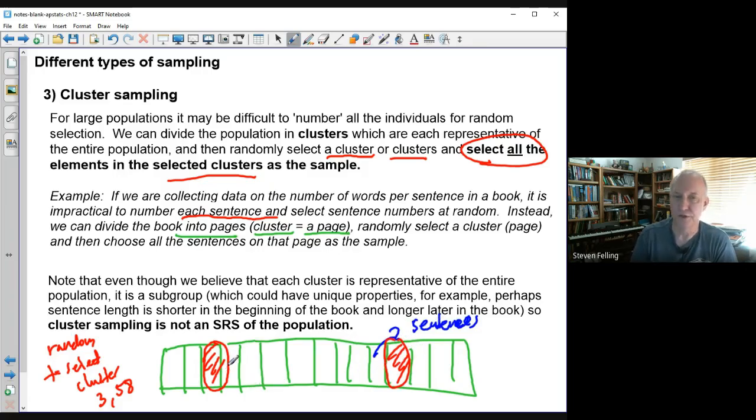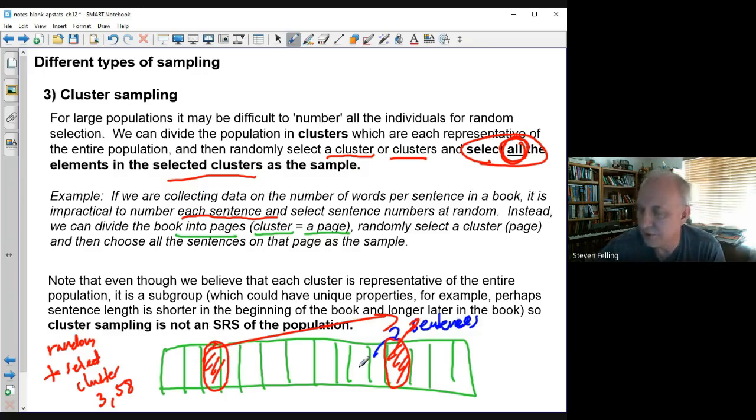And then you just take all of the sentences in those two clusters and you include those as the sample, right? So for cluster sampling, you're subdividing just to make it so that you don't have to have as big of a number system to select. You still use randomness, but what you're doing is selecting clusters, and then the key idea is that all of the elements in each of the clusters form the sample. Okay, so that's called cluster sampling.